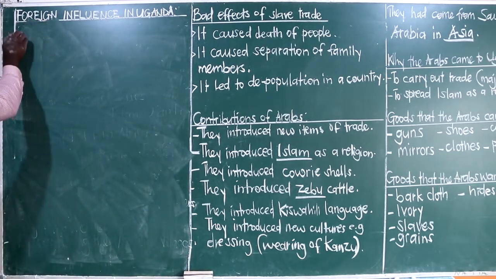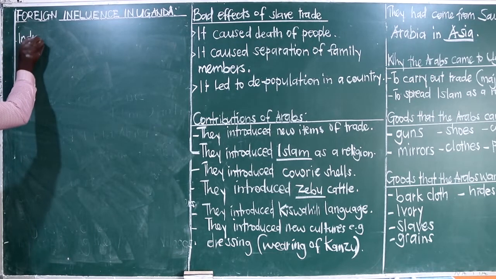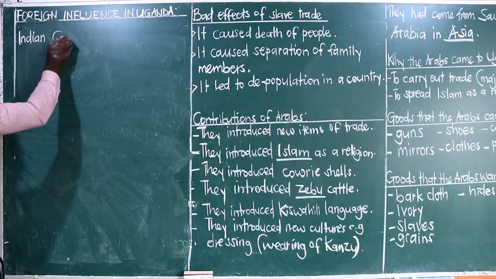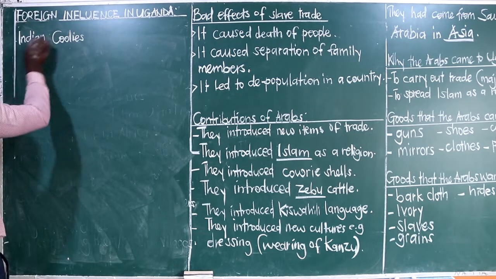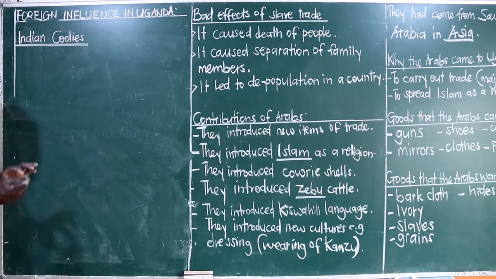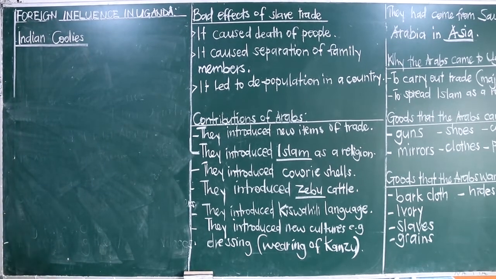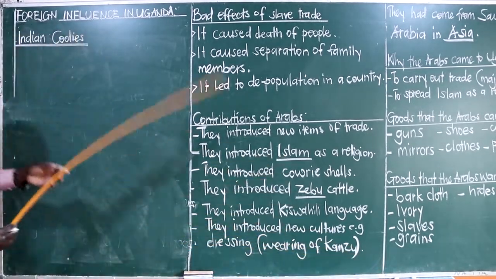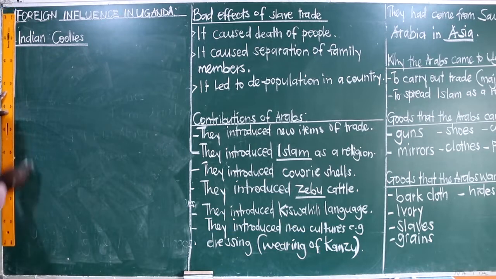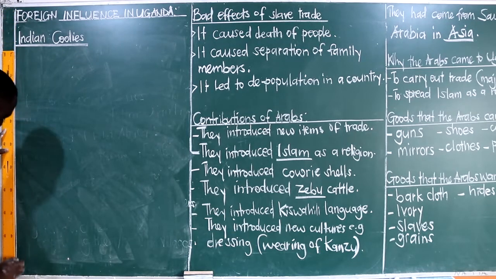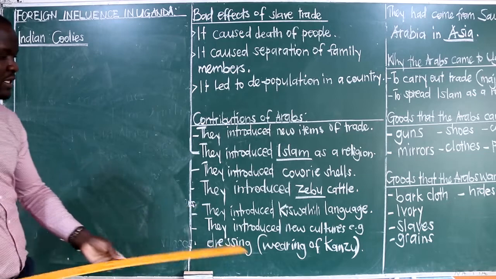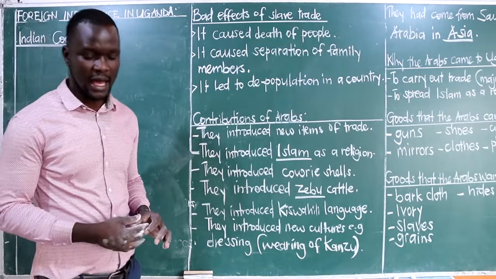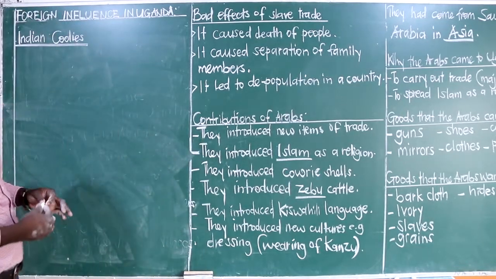So the second group of traders we are looking at is the Indians, and I say we had the Indian coolies. These are the ones who were brought to construct the Uganda Railway. After constructing the railway line, most of these Indians stayed back. Therefore, they were able to begin their businesses and carry out trade. And for that, we shall also call them the traders.